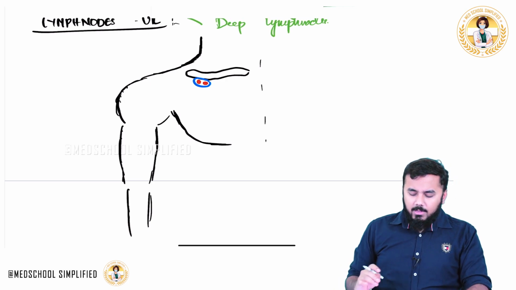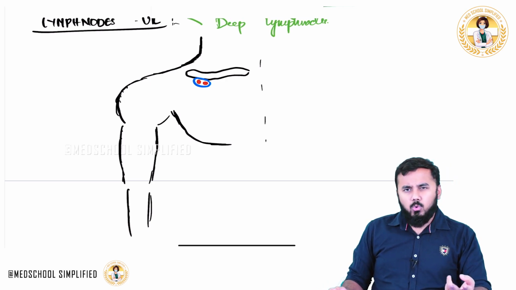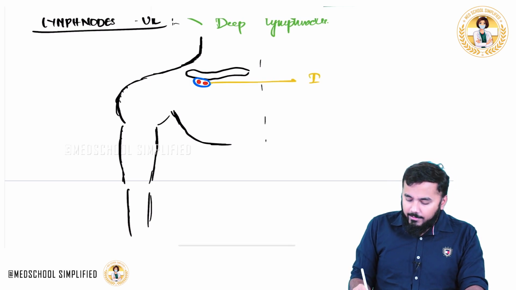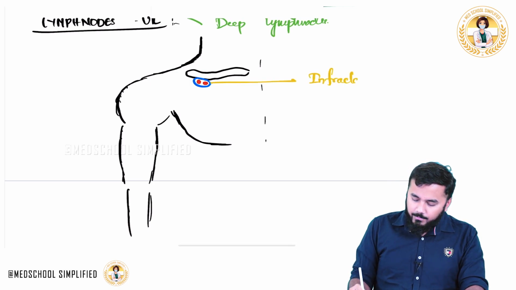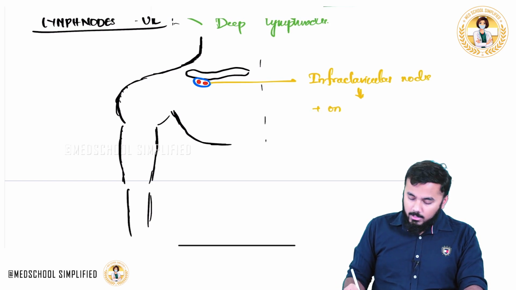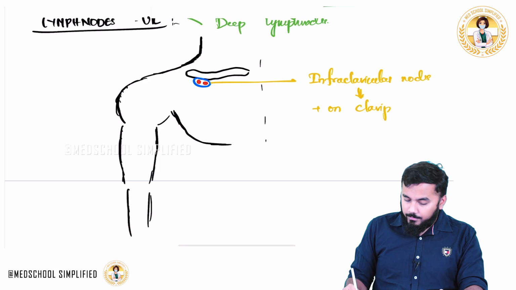So just below the clavicle we have got lymph nodes. There are actually two or three. These lymph nodes here are called infraclavicular lymph nodes. And where are they located? These infraclavicular nodes are located on the clavipectoral fascia.